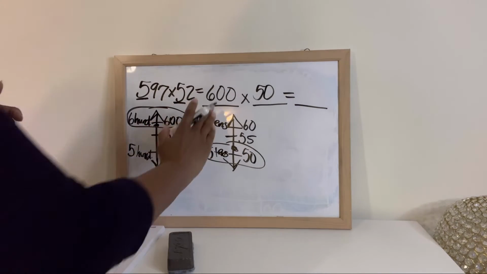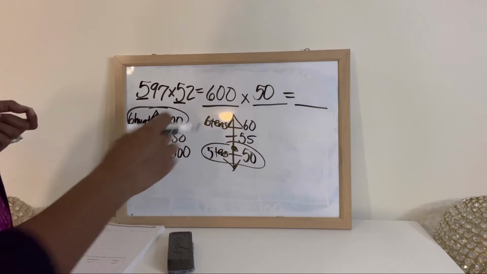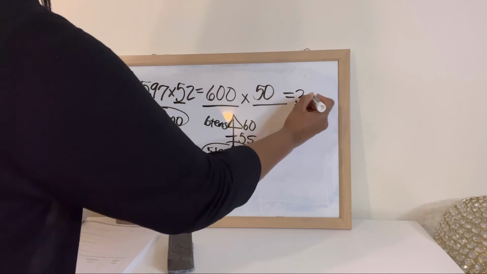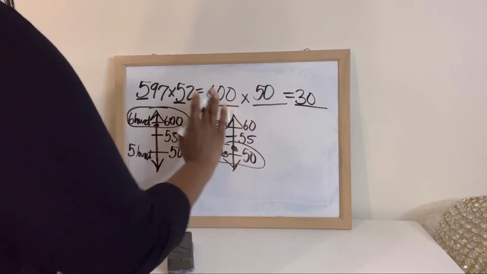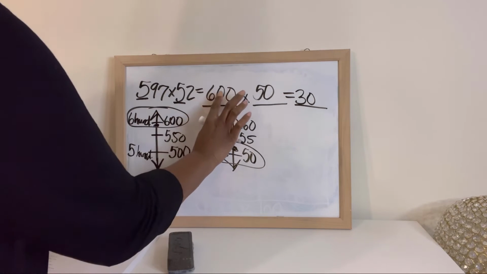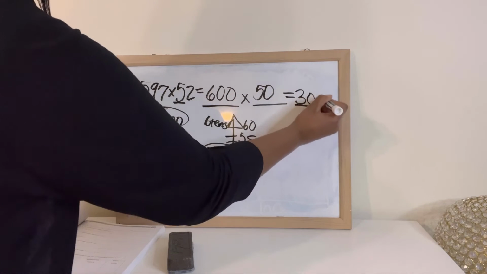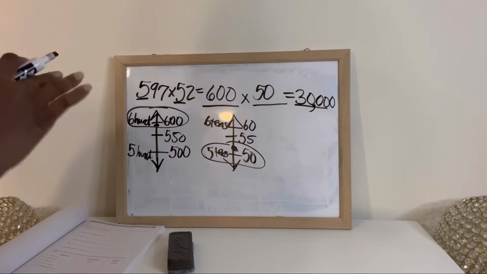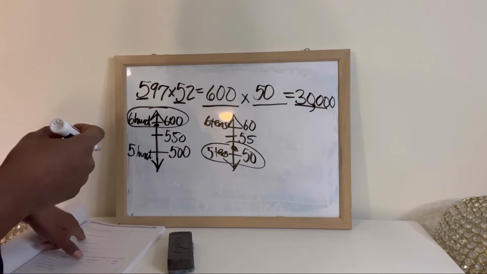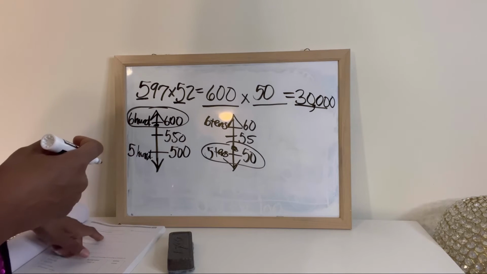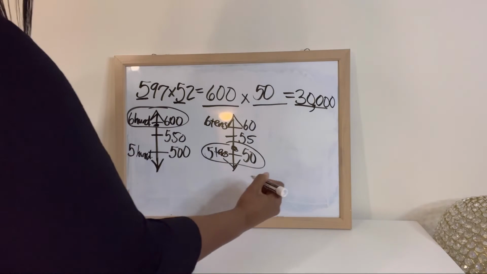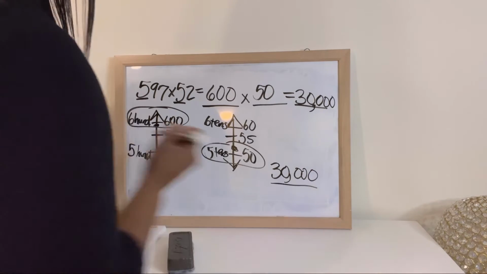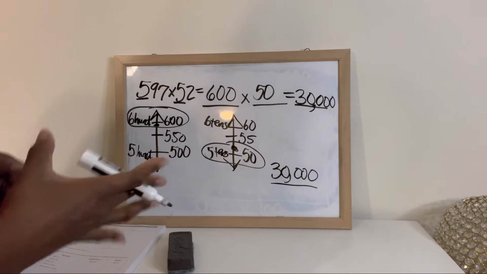Now that we have our numbers so that they end in zeros, we can do our estimation. We're doing 6 times 5. 6 times 5 is 30. Then we go back to our 2 factors, and we count the number of zeros that we have here. 1, 2, 3. We add those zeros on to our product, and our estimation will be 30,000. So when it asks for a reasonable estimate for 597 times 52, you're just going to rewrite that 30,000 on the line. And that's how you would round to get an estimation.